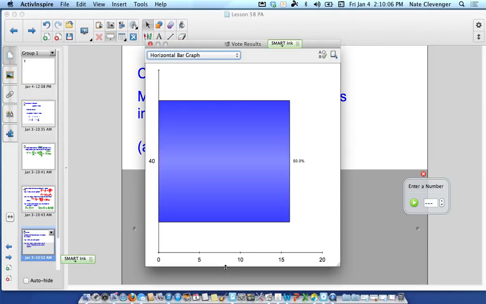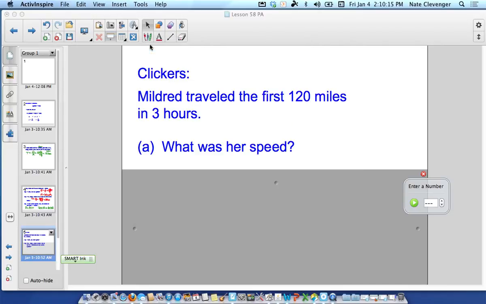Everybody got that correct? Yay! Sweet. Distance of 120 divided by the time, which is 3. So 40 is the answer to this. You're going to use that answer as part of the next question. That's why you need to know that that's 40.